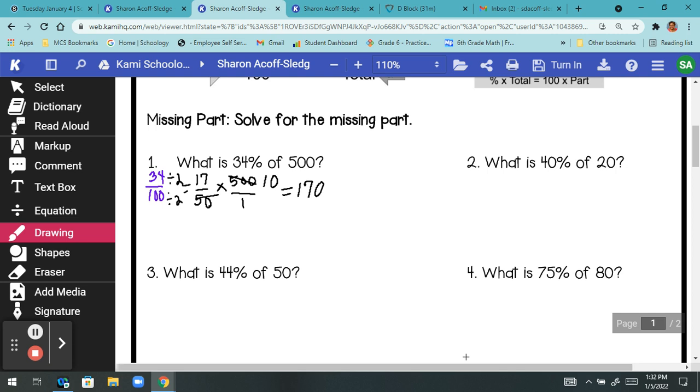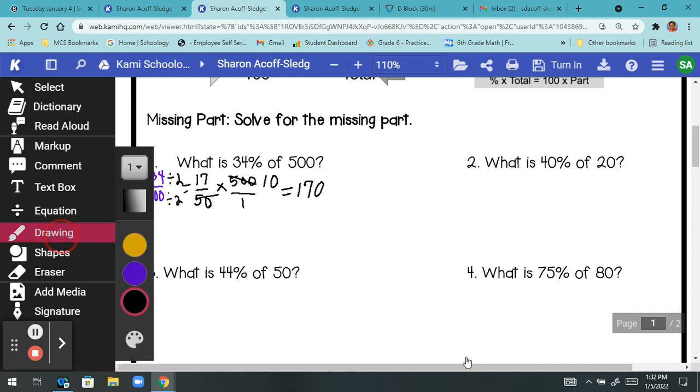40% of 20? I should have done this in a different color. Let me do this. So I'm going to convert 40 to a fraction. So simplify that fraction. Come on, Jake, simplify 40 over 100. Yes. 4/10. Okay, 4/10.